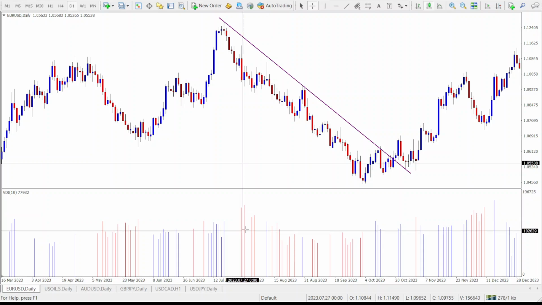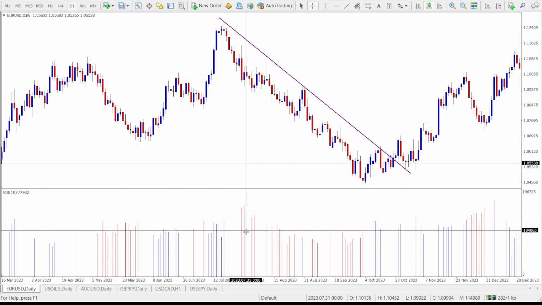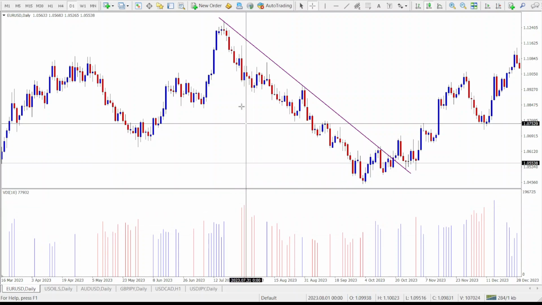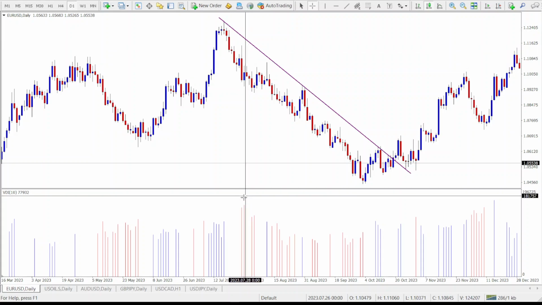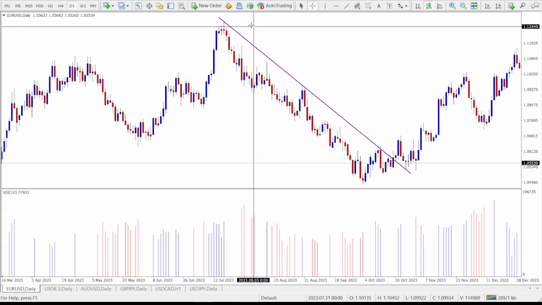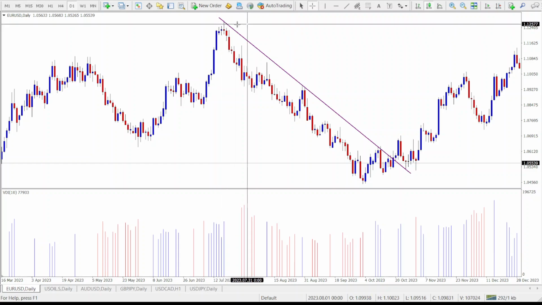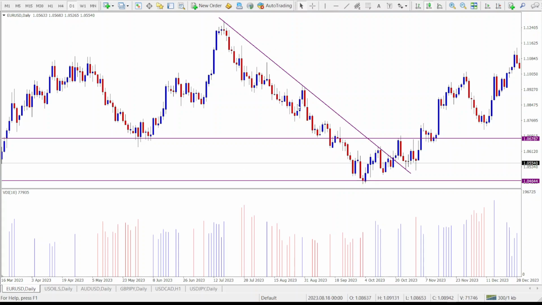So at the sight of these increasing red lines, it can be a good time to enter a sell, and then you set your stop loss above the previous swing high. For your take profit, you can consider using support zones.